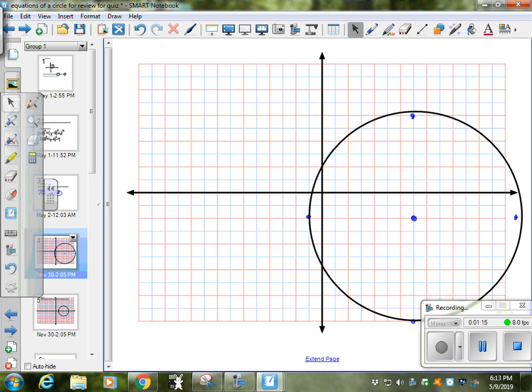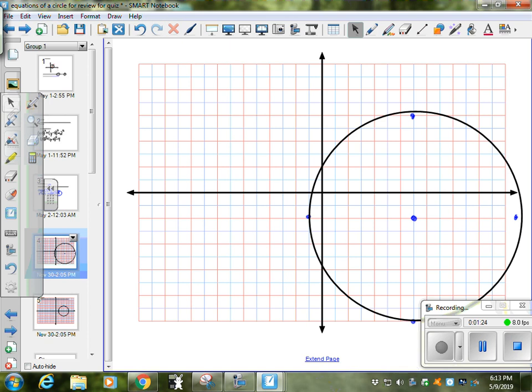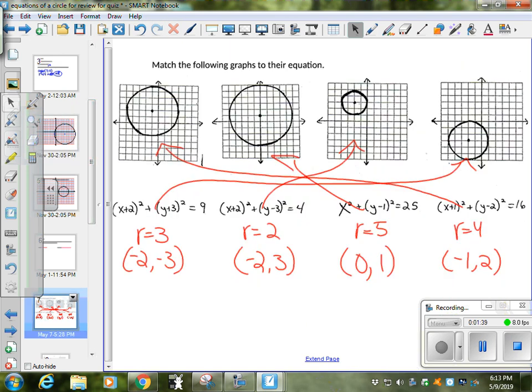You should be able to look at a graph or plot it and graph it. Same thing with writing the equation from the graph. So remember, when you graph, you plot your center and you count your radius out, up, down, left, and right. And plot your points and draw your circle. Matching the graphs to that, you should be able to do that part also. So that's the equations of a circle, just the basics.